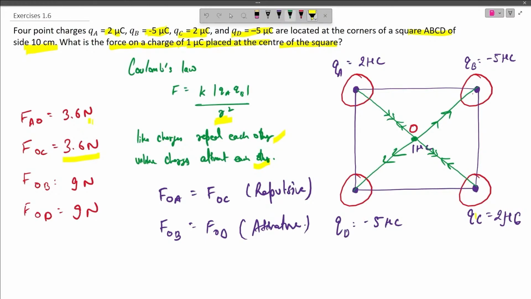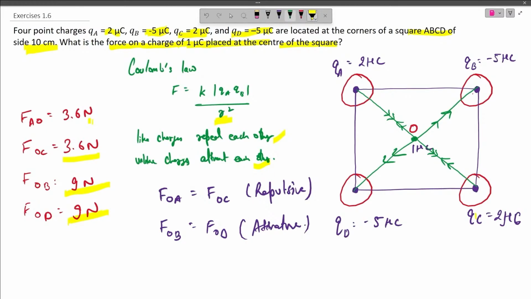Similarly we can see about this diagonal, that is DOB. Force OB would be attractive in nature because this is positive in sign and this is negative in sign, and the magnitude would be 9 Newton after applying this formula. Similarly FOD would be equal to 9 Newton as well. They both are attractive and they both will attract this 1 microcoulomb charge equally in opposite directions, so again they will cancel out each other.